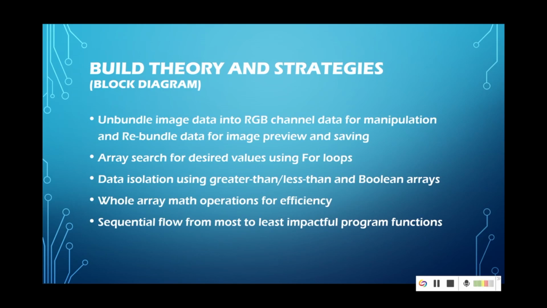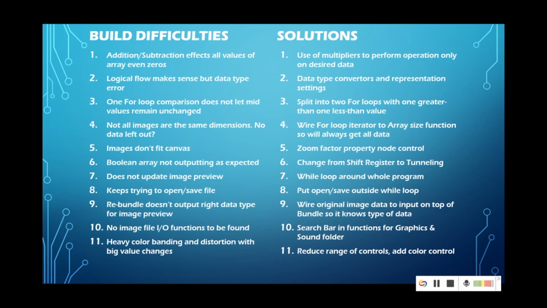output color channel value. Now, some of the build difficulties that I encountered: believe it or not, addition and subtraction works on zeros too. Although simple and straightforward and obvious to know, when you are trying to remove a small subset of values from data, it seemed like a good idea at the time, but it didn't end up working out. So instead, the solution was that multipliers and percentages were used, because 0 times anything is still 0, which allowed me to work on only the desired values.